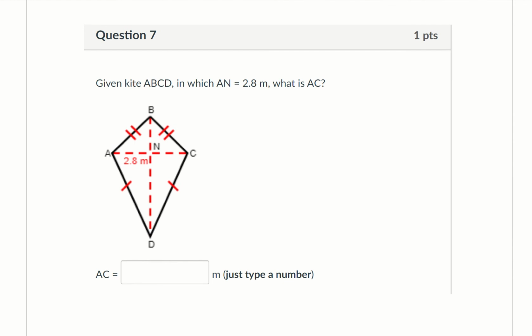All right, for question 7, we have a kite, ABCD, in which AN equals 2.8. So then what is AC? So you should know that for a kite, this angle is 90 degrees, but then this is bisected, so this is the same as that. So if that's 2.8, then this is 2.8. And so if I add them together, I get a total of 5.6.